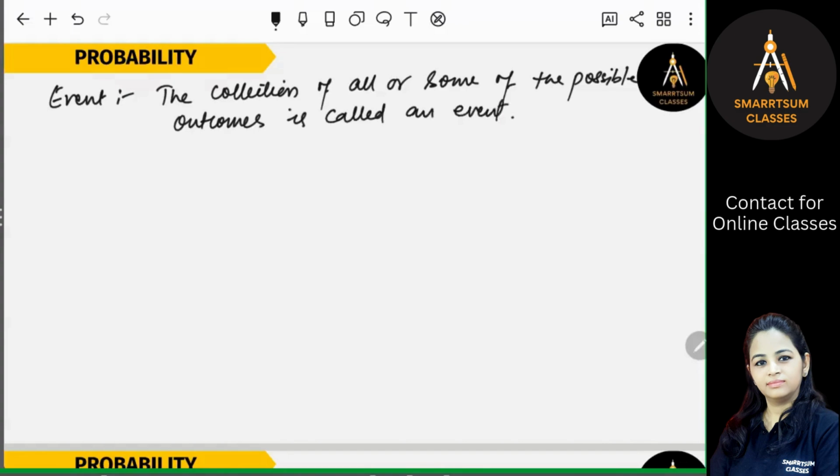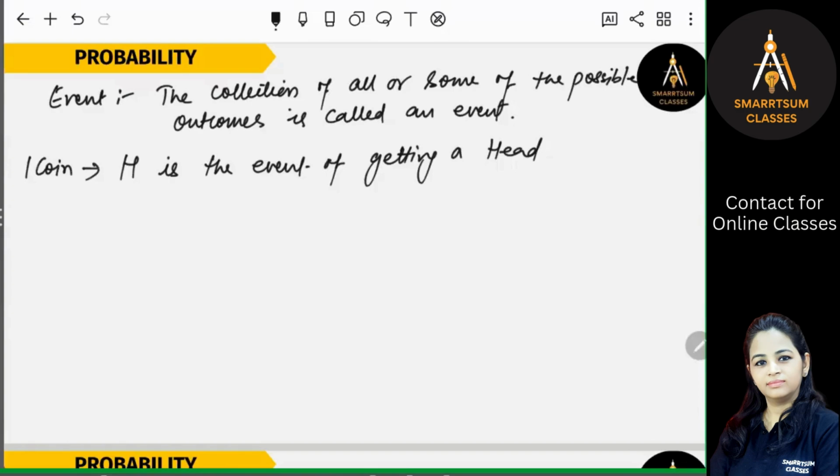Okay, for example, if you throw a coin, H is the event of getting head, right? Suppose we throw two coins simultaneously. If we throw one coin, then H and T are the events of getting head or tail. Now suppose we throw two coins simultaneously. Now an event can be getting at least one head, right?